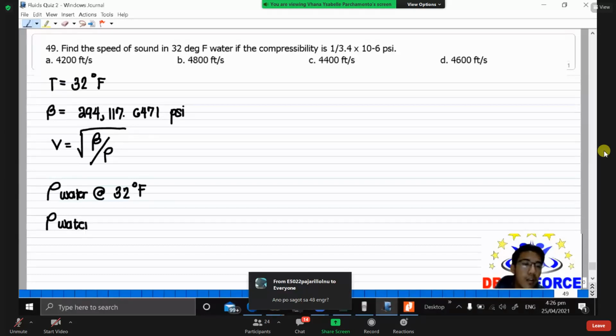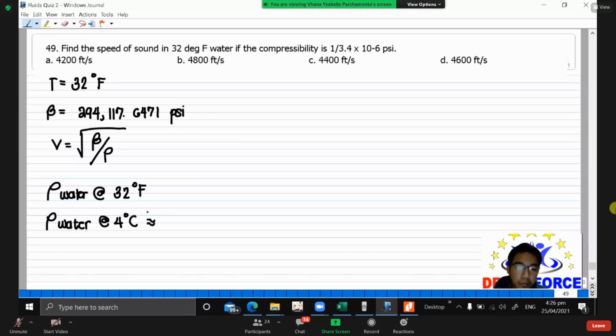So dapat alam natin yung isang density ng water at a certain temperature. So ang gagamitin ko na lang dito, at 4 degrees Celsius, ang density ng water, 62.4. Diba yan naman yung density ng water? So kung nagbabasa ka ng objective, alam mo yung 4 degrees Celsius na yan. Diyan nangyayari yung density ng water na 1,000 kilograms per cubic meter or yung 62.4 pound mass per cubic feet. Nasa objectives po yan. Okay. So dito meron kang 4 degrees Celsius. So i-convert mo na lang to Fahrenheit kasi Fahrenheit yung given.